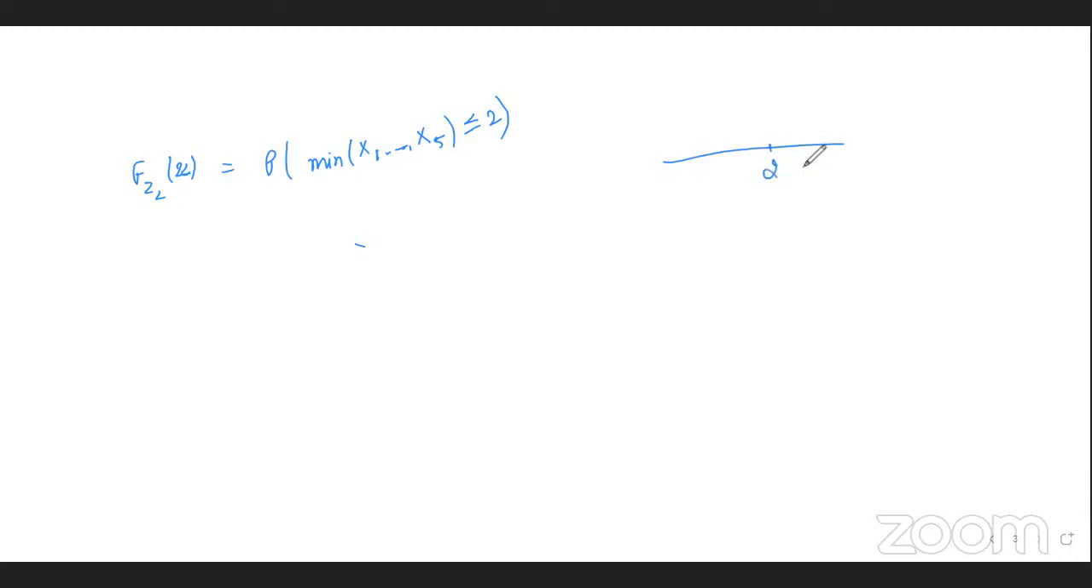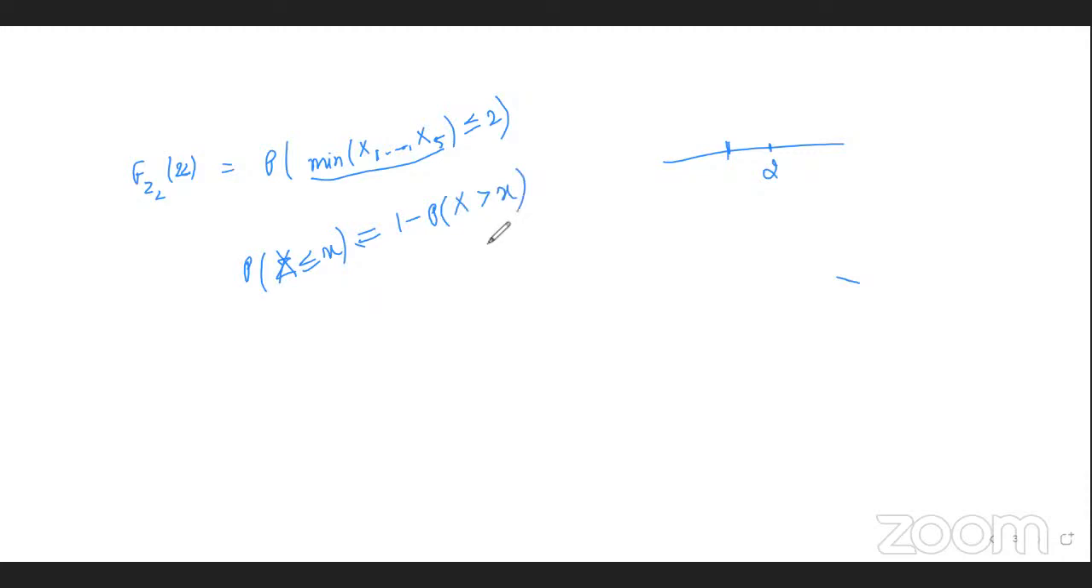We are saying the minimum is less than or equal to 2, right? Whatever the minimum is, that is less than or equal to 2. So does that mean that each of the random variables takes a value less than or equal to 2? No. One thing that we know is that for a random variable, probability X less than or equal to x can also be written as 1 minus probability X greater than x.